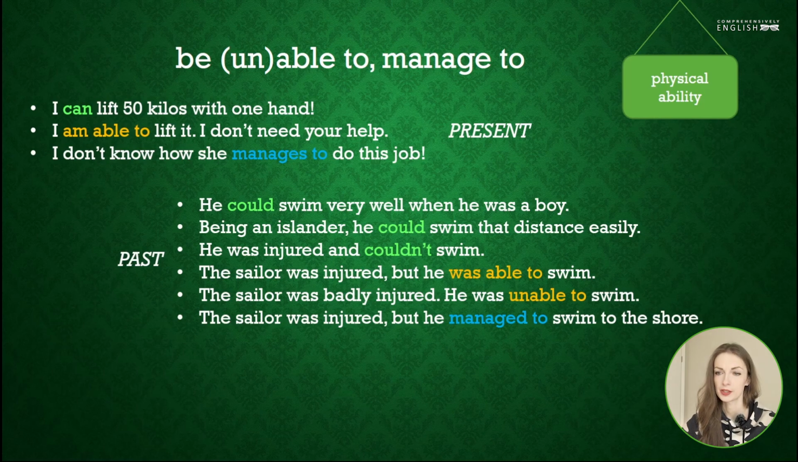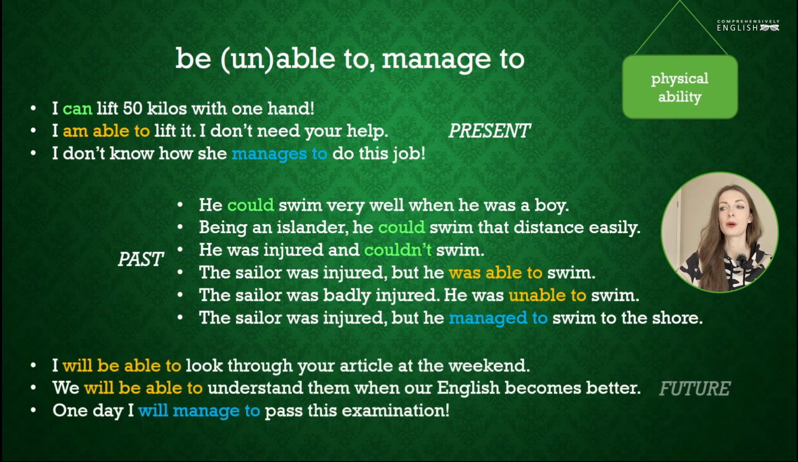In the last one, the sailor was injured, but he managed to swim to the shore. Not only this sentence stresses somebody's ability to perform an action, but also it shows that the performance was successful. He succeeded in swimming to the shore. Both he was able to and he managed to swim show us that he did swim. But the sentence with managed to also tells us that the completion of this action was successful. And the last set of examples is about the future.